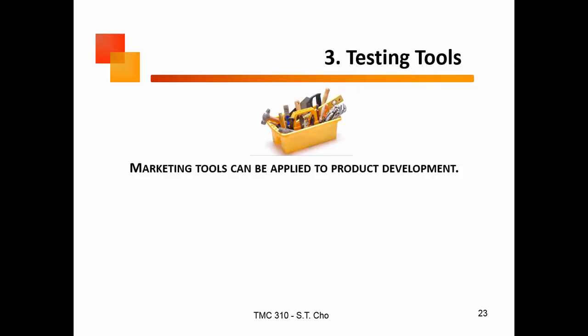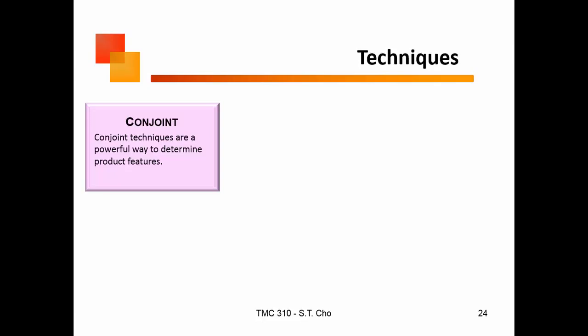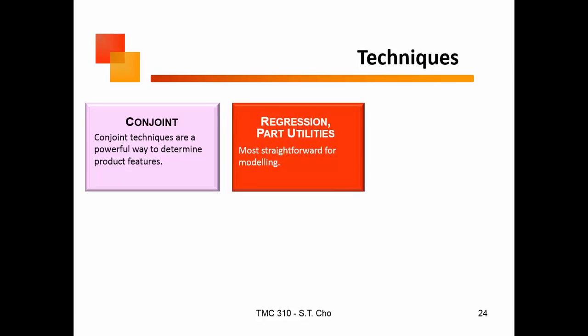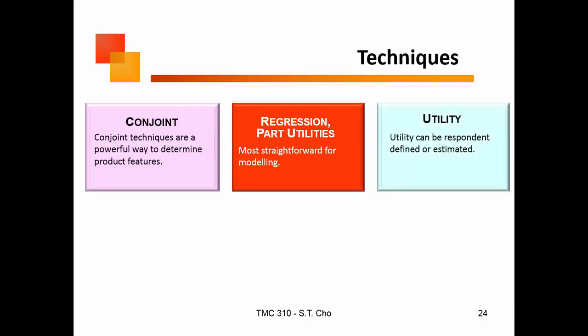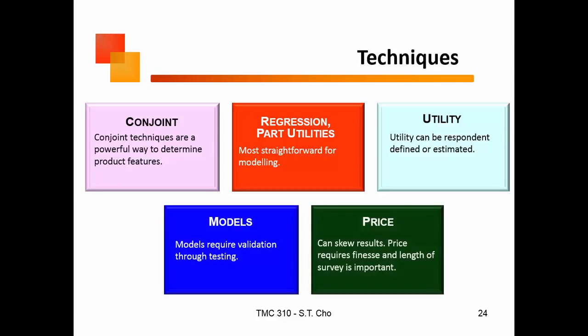The tools that we've learned so far in marketing also apply to product development, meaning we segment, and we figure out which features we want to use. We use conjoint to figure out which features work and don't work. And then we use analogy and compare it to other products to see if it will work. Conjoint is an extremely powerful way to figure out product features. We could do modeling using part-worths. We can estimate how much the customer actually likes our product, and so we can validate our models through testing.